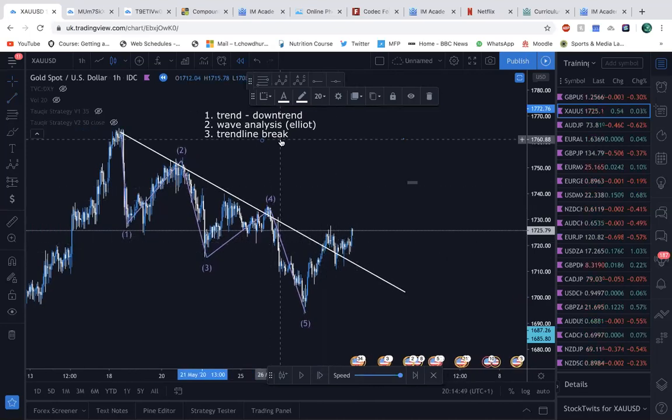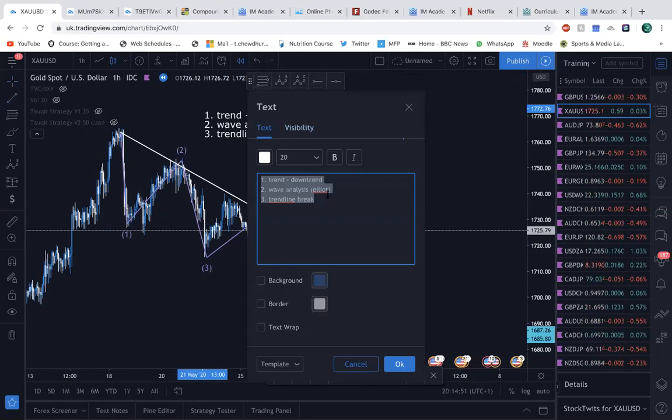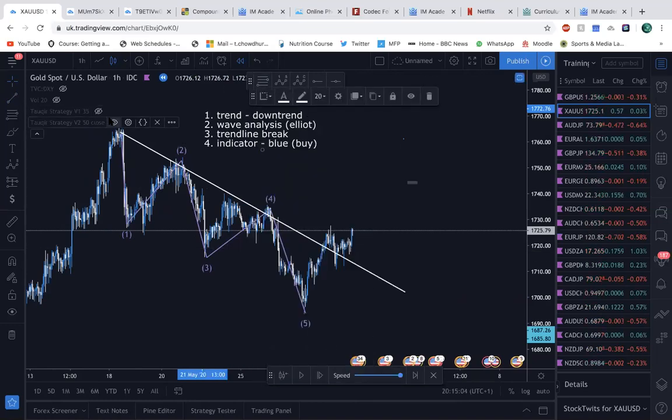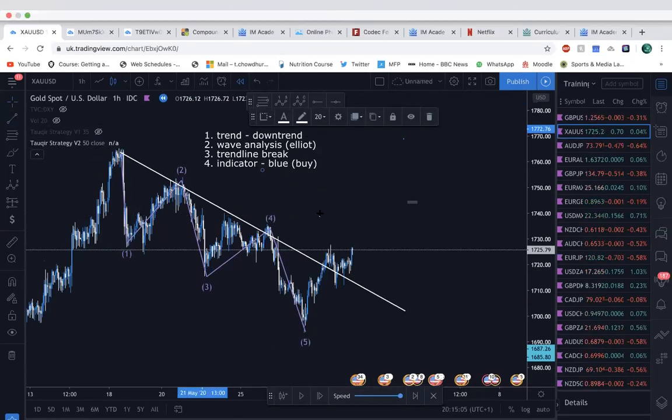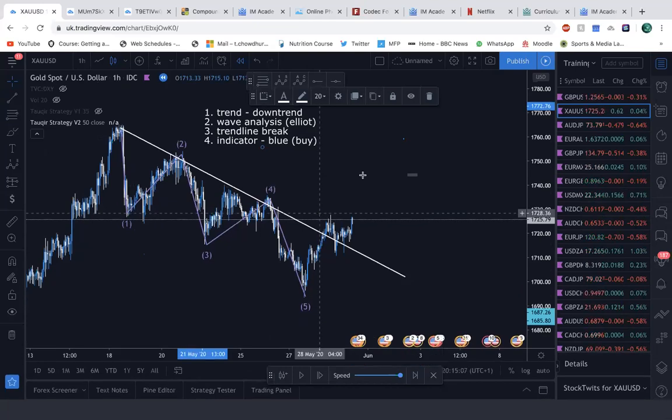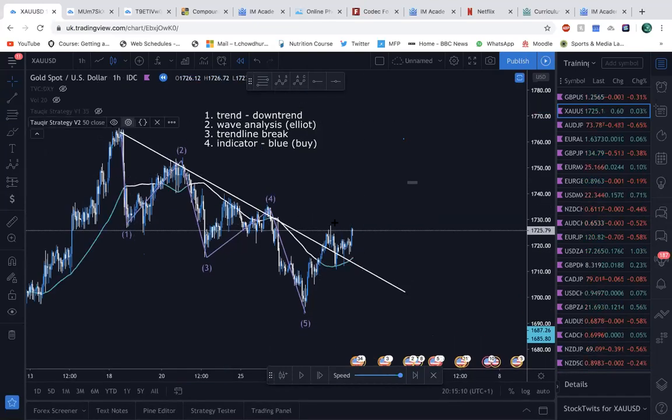Awesome. What's step number 4? We need our indicator this time to be blue because we're looking to buy, guys. So white is sell, blue is buy. Right, let's turn on the indicator and let's see what we're looking at. Okay, let it load. Okay, awesome. It is blue, guys. I can confirm it is blue. So that part of the confluence is complete.